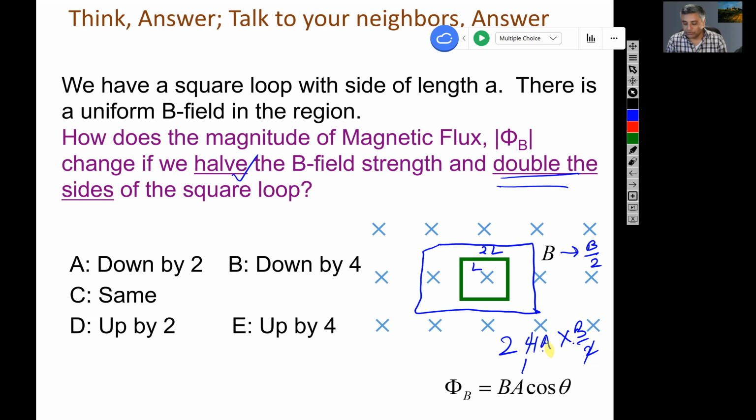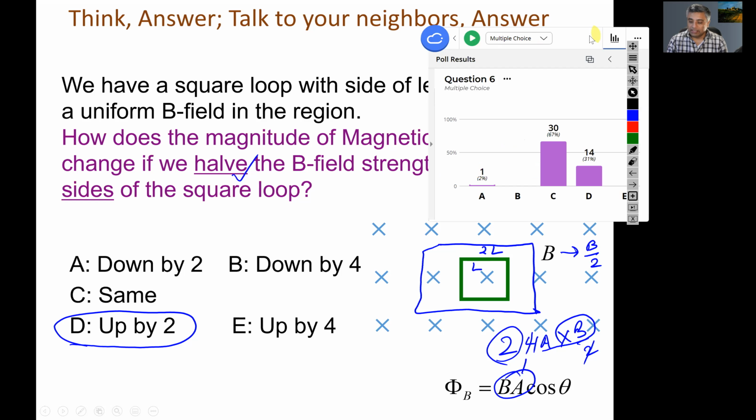So it becomes 2 times AB. So AB was already there, this 2 factor in the numerator means up by 2. Did I get that right? Oh, did I look at the result here? Oops, most of them were C. Oops.